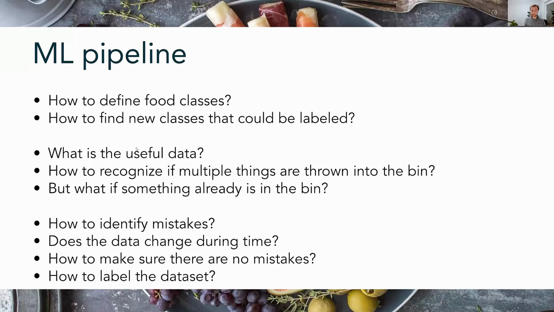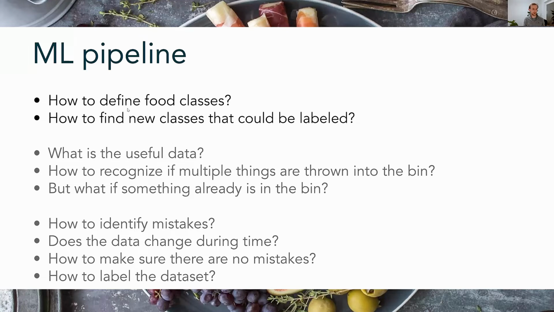What is the useful data? This is a question here. We have different types of food, different types of buckets. What is the useful data? What can we do with the data? What do we need to recognize? What don't we need to recognize? And how do we recognize if multiple things are thrown in the bin? What if something already is in the bin? All of these questions we'll try to answer in the upcoming slides.